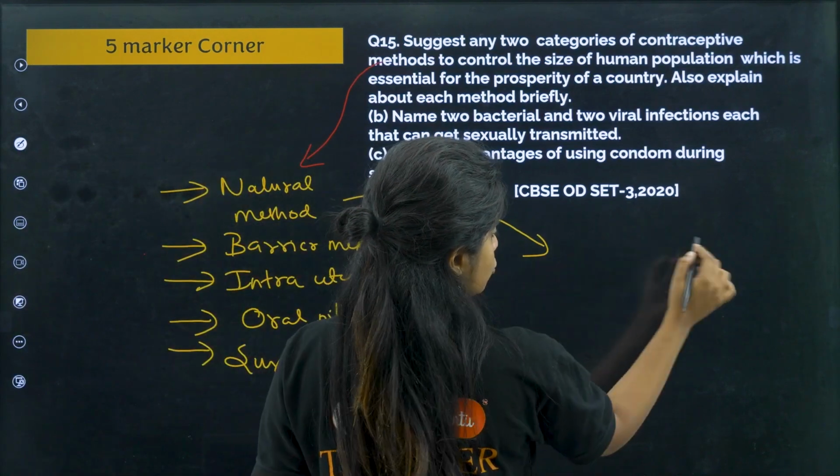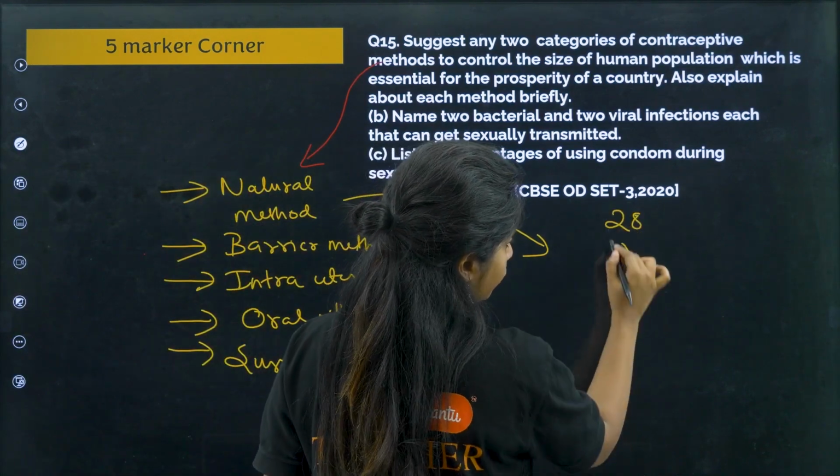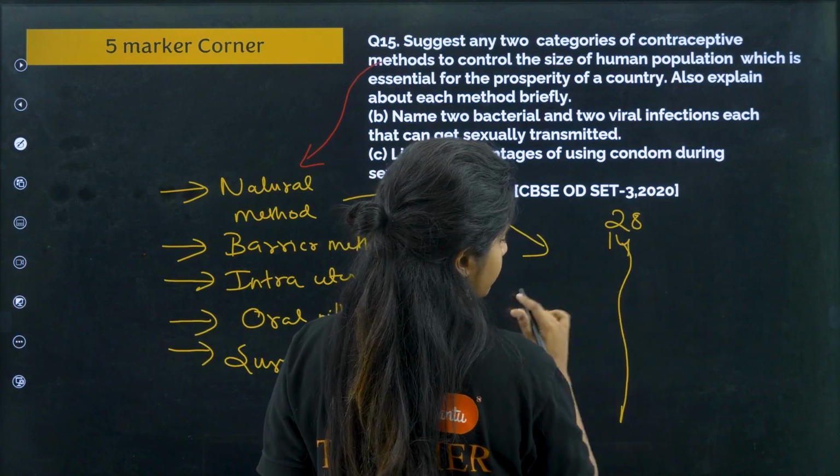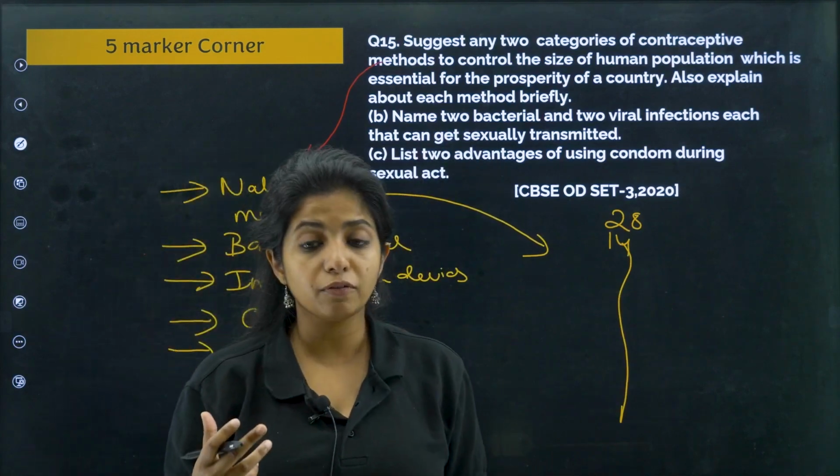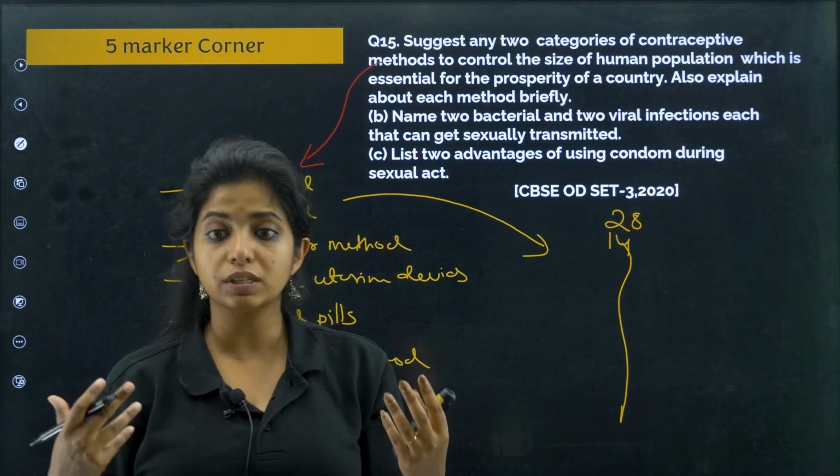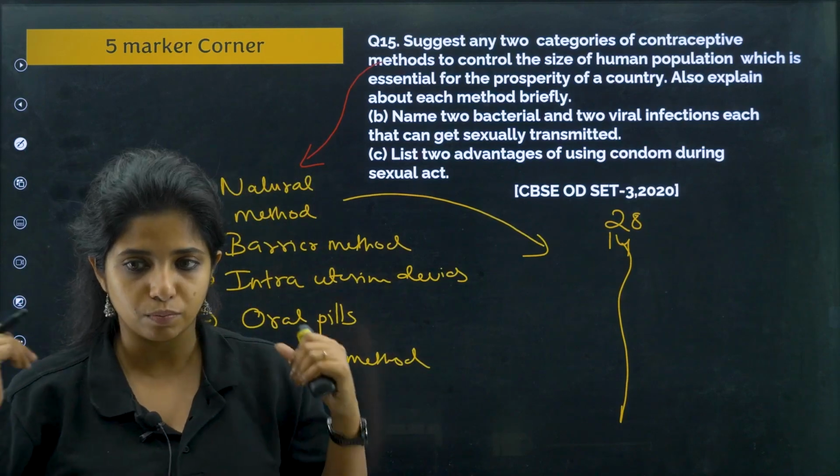Basically, the menstrual cycle is of 28 days. On the 14th day, the ovum is being released. The ovum is being released, and how does a baby form? Basically, the ovum and the sperm fuse. That's how the zygote is formed, and later the embryo is formed, and later the baby is formed.